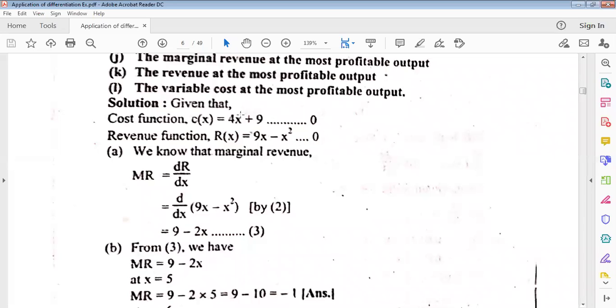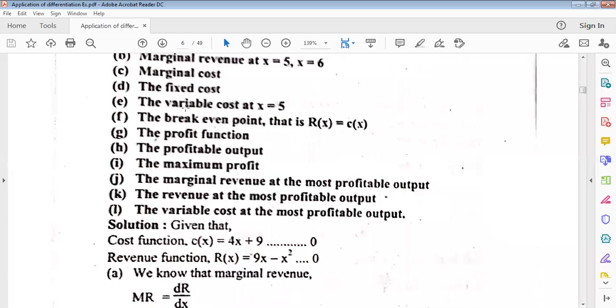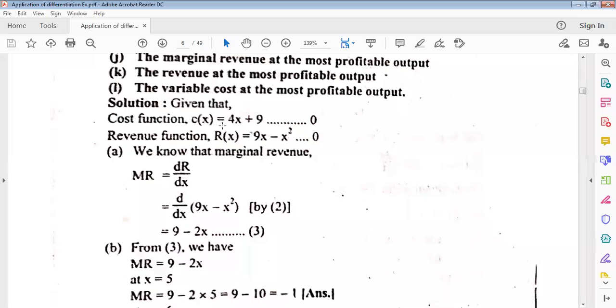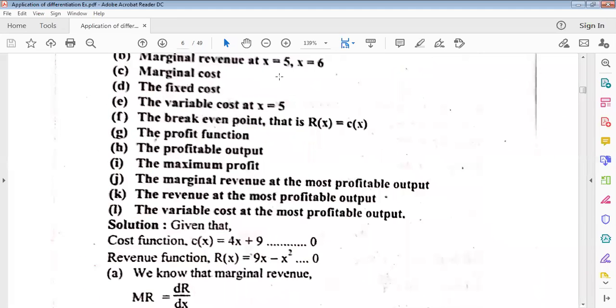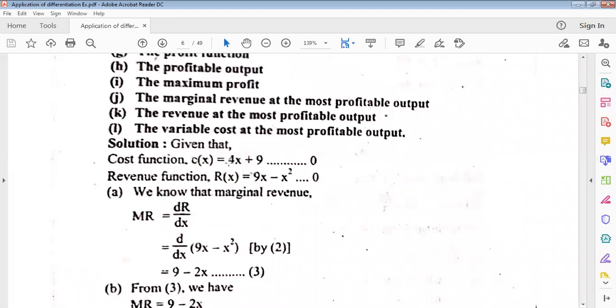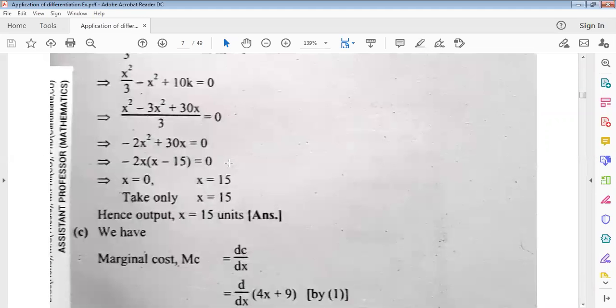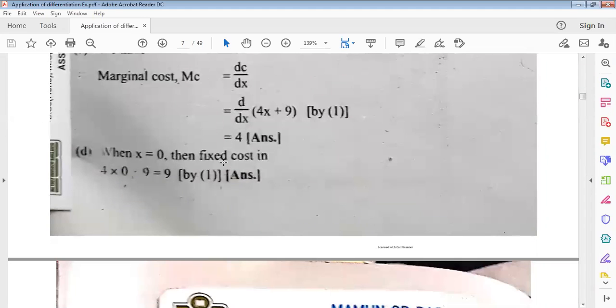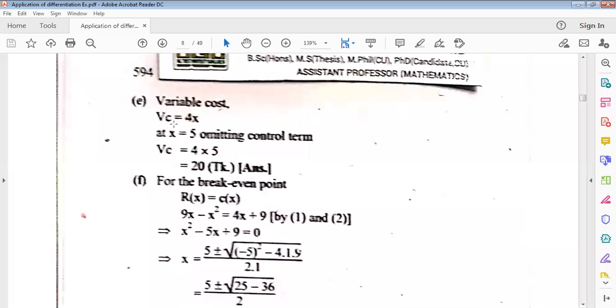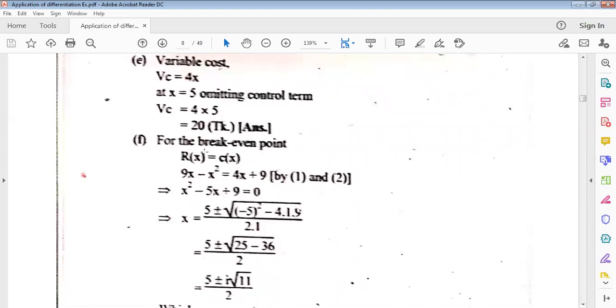Then the variable cost at x equals 5. That means the variable cost is only 4x. At x equals 5, the variable cost is 4 multiplied by 5, which is 20. Variable cost 4x, after putting x equals 5, equals 4 into 5, which is only 20 units.